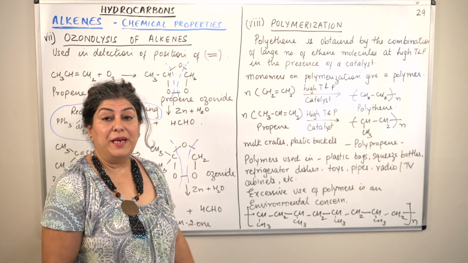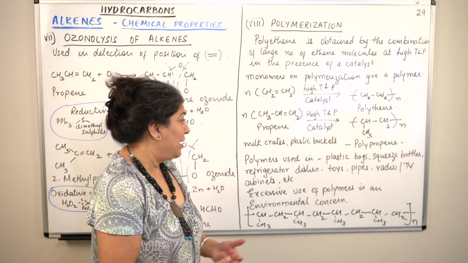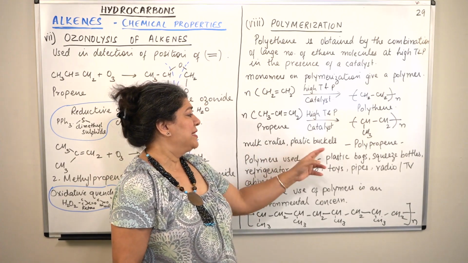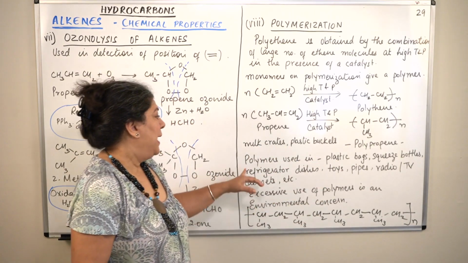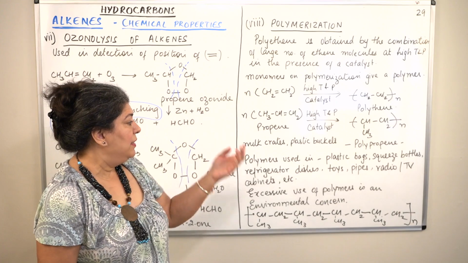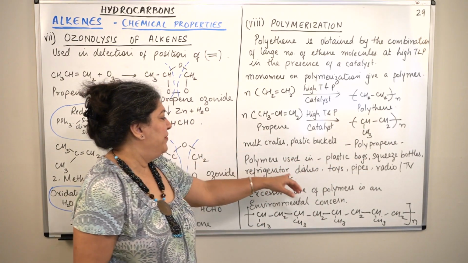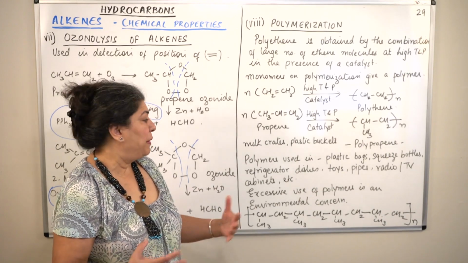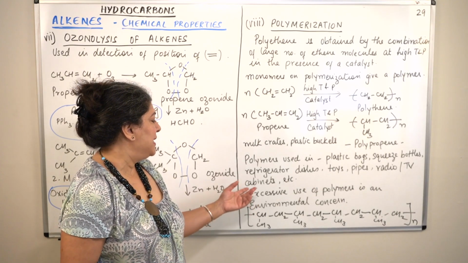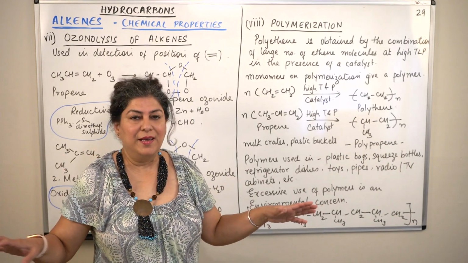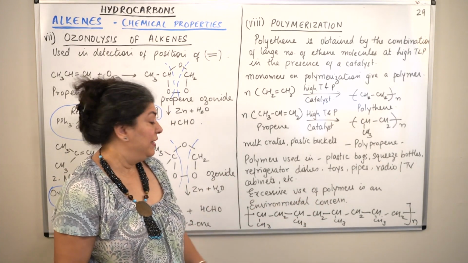Milk crates are made out of these, plastic buckets are made out of these. So polypropene, you have milk crates and plastic buckets, it's stronger. And polymers like polythene, you make plastic bags, you make those squeezy bottles, the refrigerator dishes, toys, pipes, radio, TV cabinets, etc. Everything. We use plastics abundantly, a lot in our everyday life.